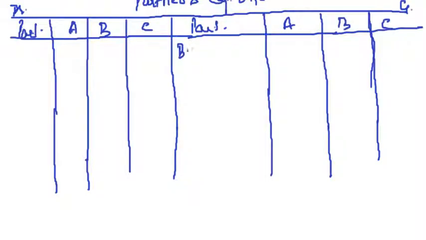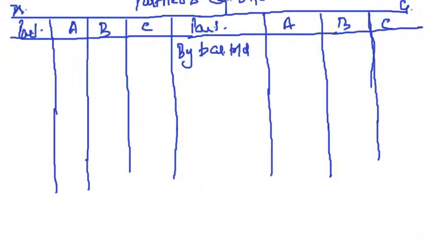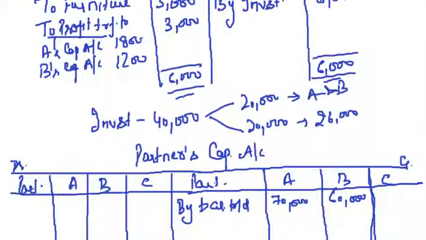Now, what is the opening balances? By balance brought down. For A and B, we have the opening balances as 70,000 and 60,000. And for C, we have to calculate how much capital he will be bringing to make the capital of all the partners proportionate to their share of profit. Is that clear? Now, we will first do this revaluation thing. We have already identified the profit that needs to be transferred to the partners' capital accounts. Clear?